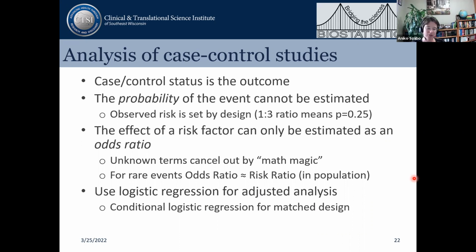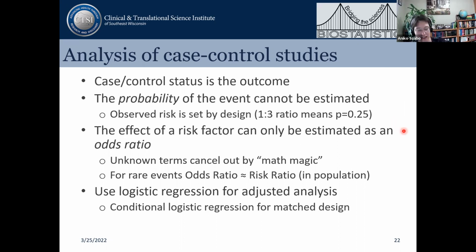Again, for the analysis, it's very important that the case control status is the outcome. Since that was the inclusion criterion, it keeps wanting to be used as a predictor, but it is not, it is the outcome. Another important thing to keep in mind is that the probability that the event will happen, in this case COVID, cannot be estimated from this data. You cannot estimate the incidence or the risk of COVID in breast cancer patients here, because the observed probability is set by design, right? We had a 1-to-3 ratio, so 25% will be cases. We don't mean to imply that 25% of all breast cancer patients during this period would have COVID. It's 25% because we made it so.